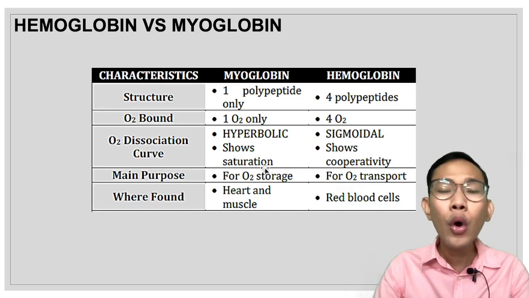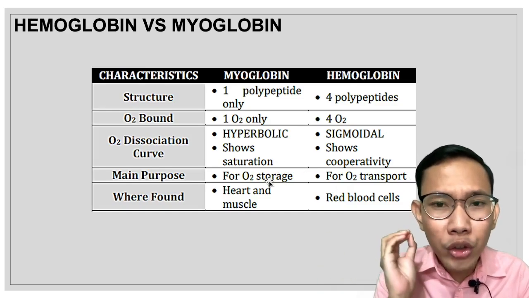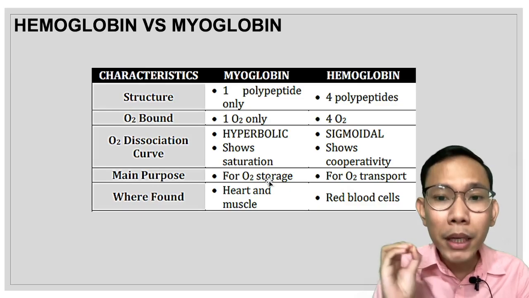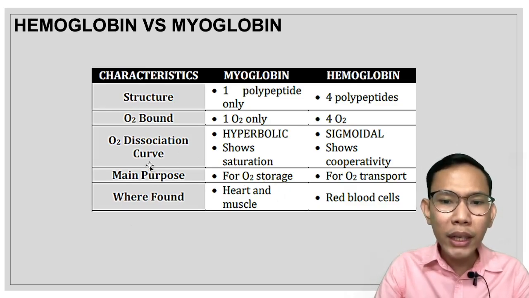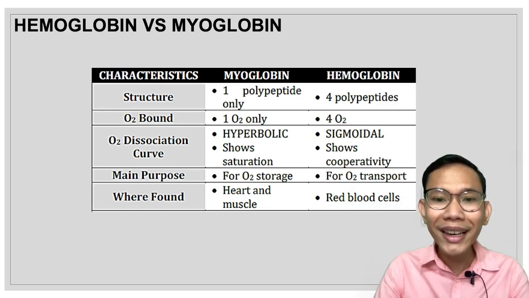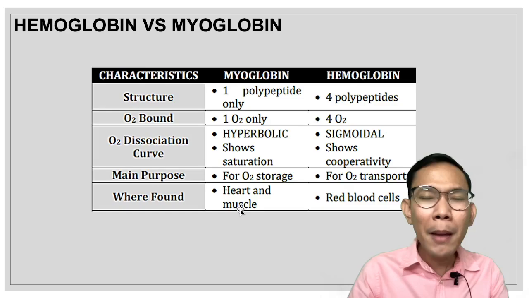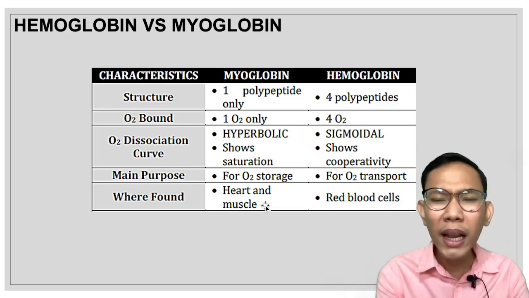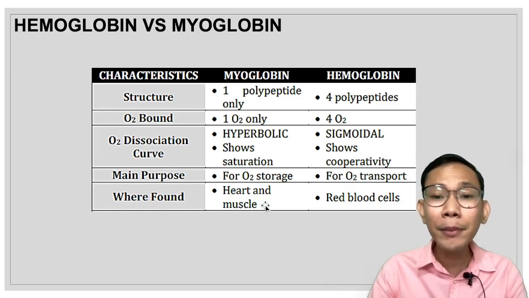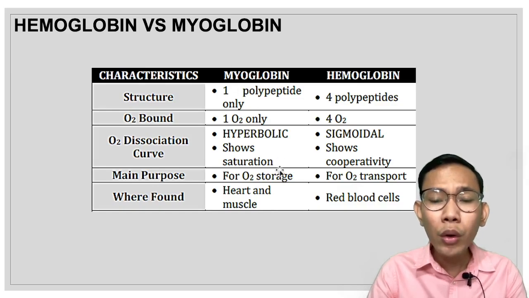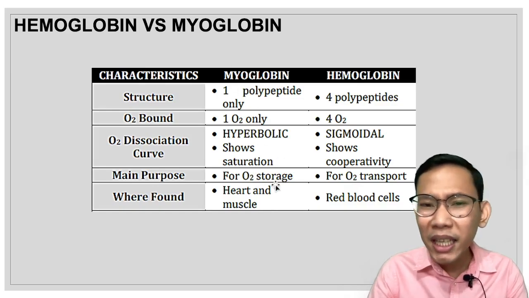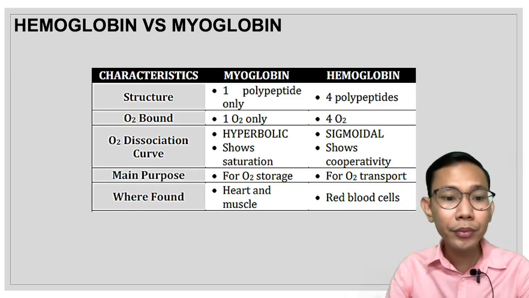Kaning oxygen storage, only at a very low partial oxygen level, dyan pa marirelease ang ating oxygen. Where it is found: in your heart and in your muscle, and your hemoglobin is in your red blood cells. Kaya nga, di ba, pag nagkaka-muscle cramps na tayo, wala na tayong source ng oxygen, that's a time that your myoglobin will release now your oxygen. But still, it is not enough.